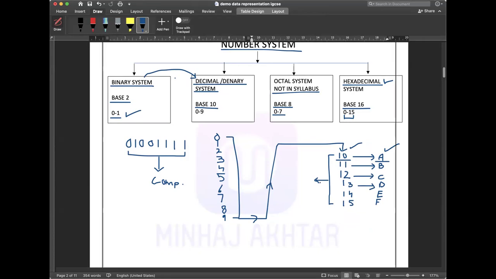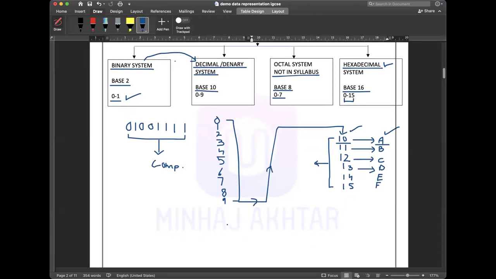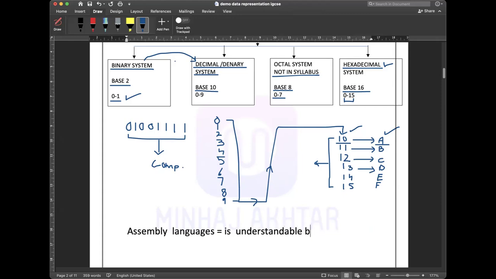So this type of language, which uses alphabets or codes, is called assembly language. So the hexadecimal system uses codes and alphabets, which is called assembly language. This language is understandable by both humans and machines, computers or machines. Is that okay?